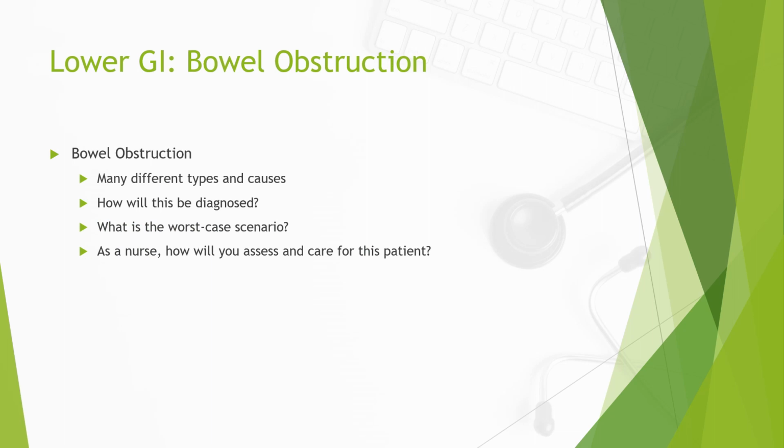And bowel obstruction. There's many different types and causes of bowel obstruction. How will this be diagnosed? There's some very specific ways to look at bowel obstructions, but sometimes they are not, again, black and white and as clear. What is your worst case scenario with a bowel obstruction? These, again, can go downhill very fast. So be looking at those worst case scenarios and what you're going to be looking for as a nurse.